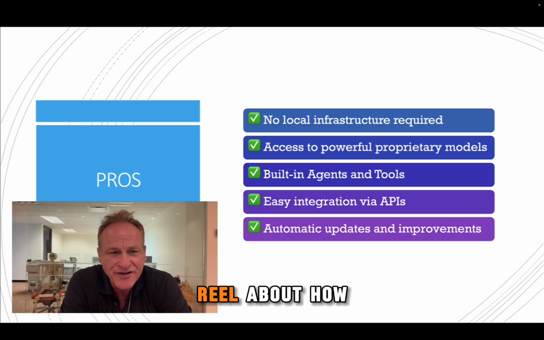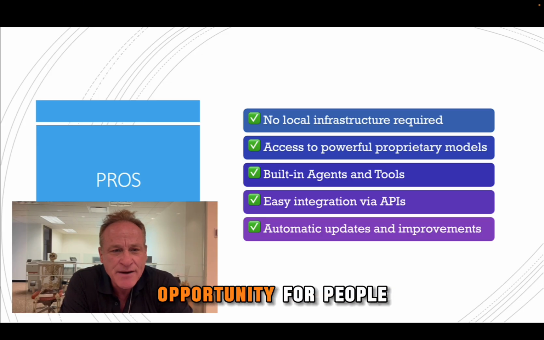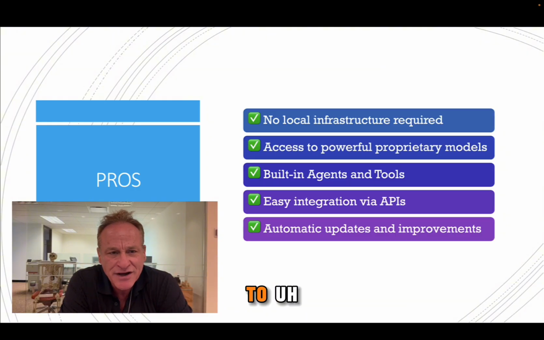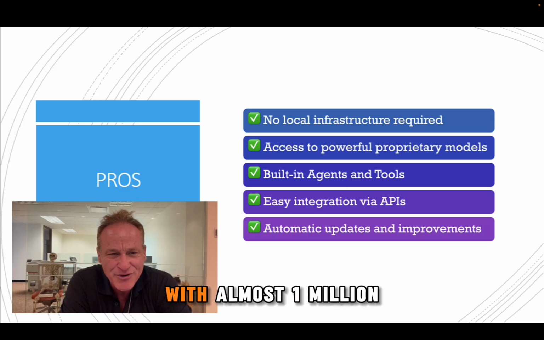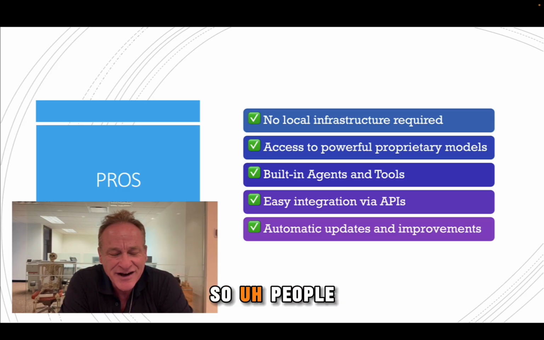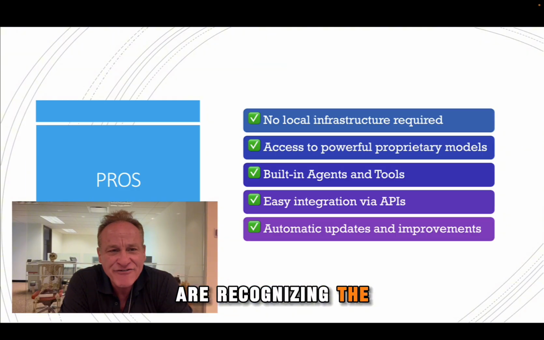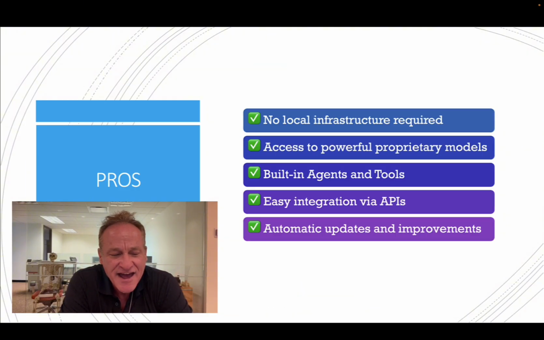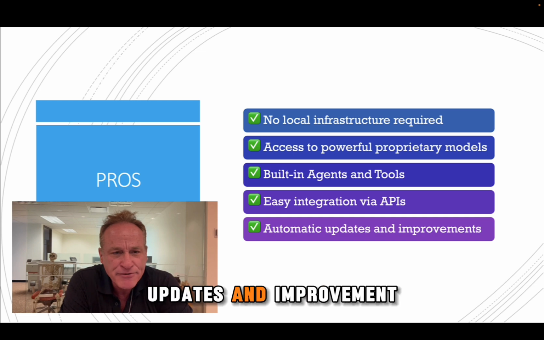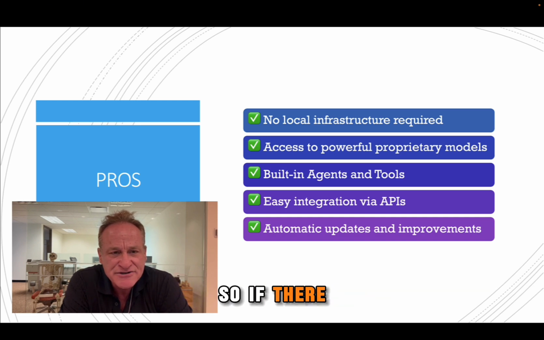And I actually did a reel about how there's a huge opportunity for people to build local APIs and improve local APIs. And that's one of my reels that definitely went viral with almost 1 million views. So people are recognizing the fact that the cloud APIs are better than the local APIs. And then the other thing is the automatic updates and improvements. So if there's a new version of a model, you just get it automatically.